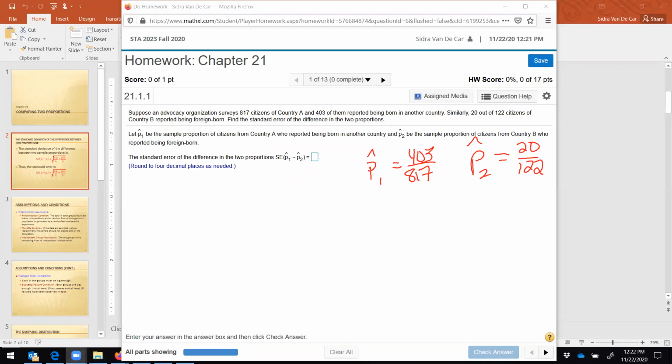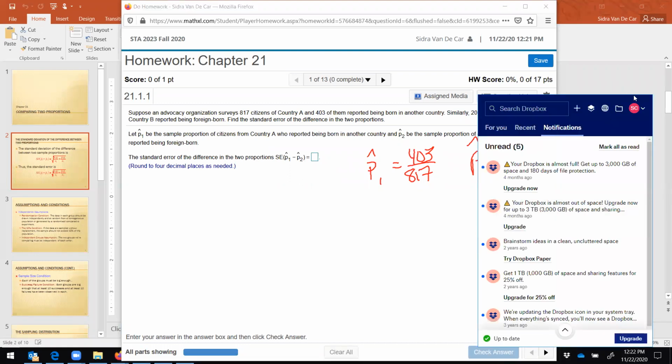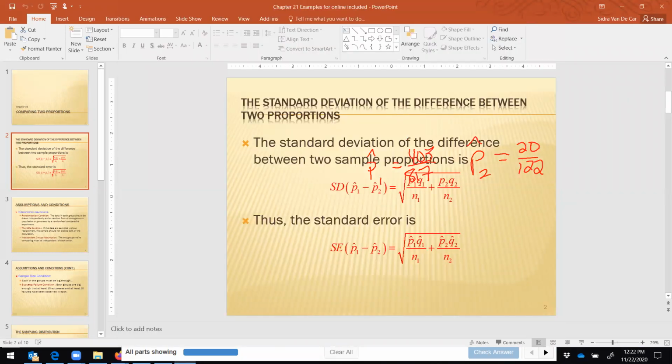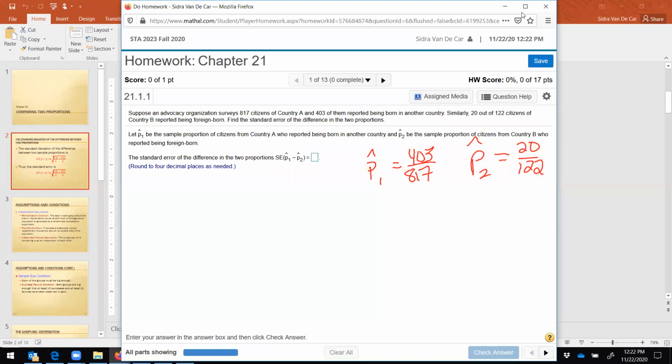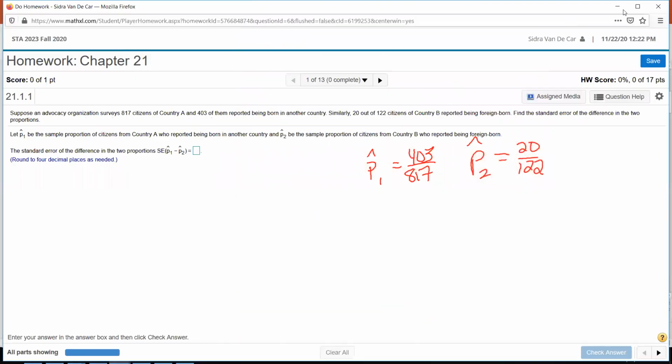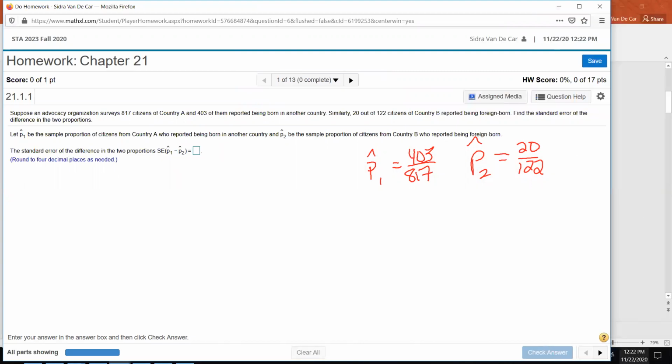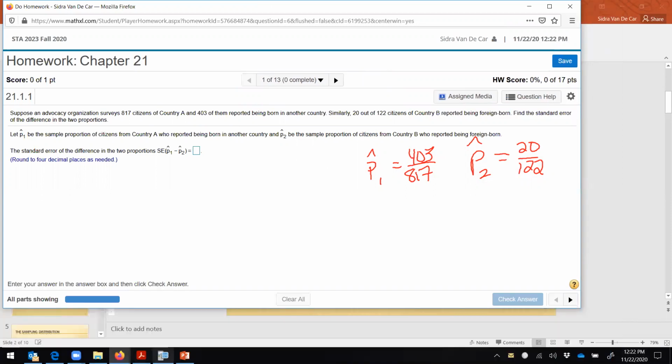I'm sorry, I need to make this just a smidge smaller so I can get to that calculator. Do it this way. Stop that. Okay. I can't pull up my calculator easily. There we go. Now I can get to the calculator.